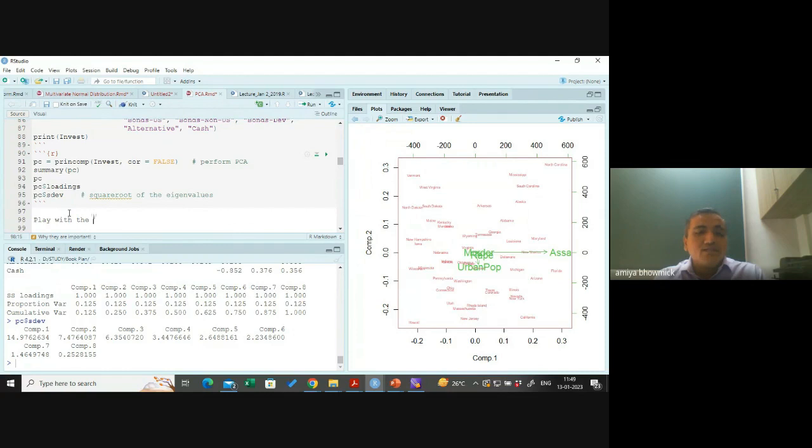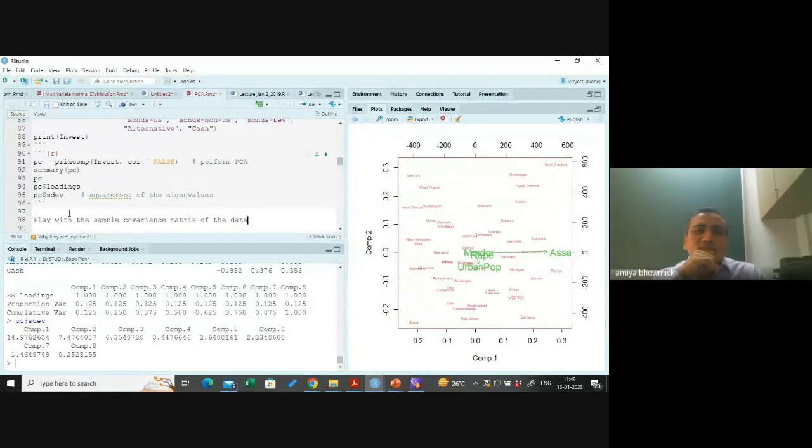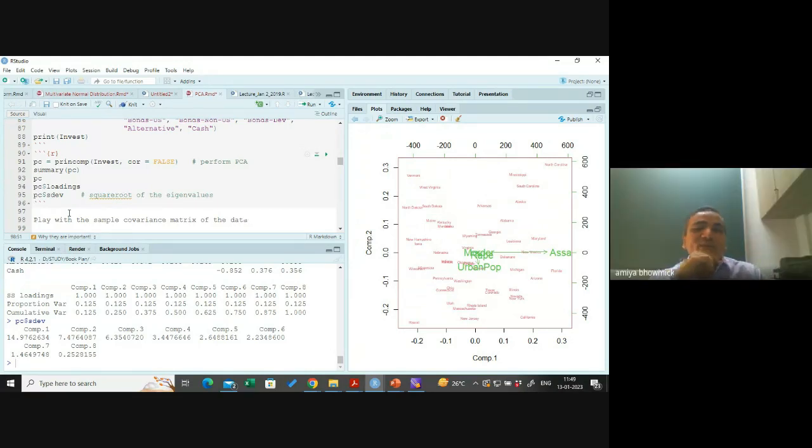Yes, please. The covariance matrix of the data. These are eigenvalues of the covariance matrix. Are you sure, eigenvalues or something? Oh, eigenvalues, sorry. Square root. I think square root. Very good, excellent. These are nothing but the square roots of the eigenvalues, right?